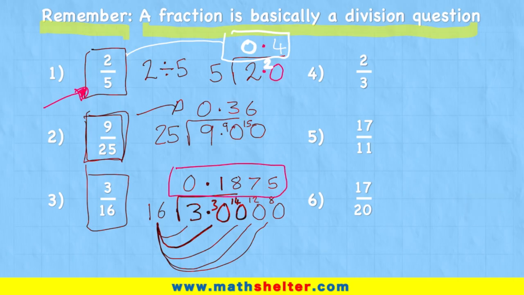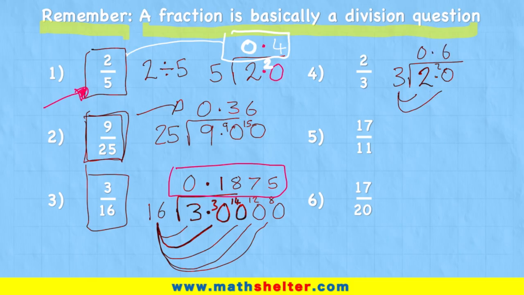Okay, now let's look at something very strange. Question 4, 2/3. Well, 2/3 would be 2 in my bus stop divided by 3. How many 3s are in 2? That's right, 0. Carry the 2 across. How many 3s are there in 20? There are 6. Don't forget to put my decimal.